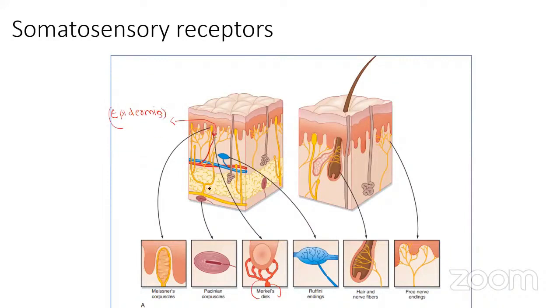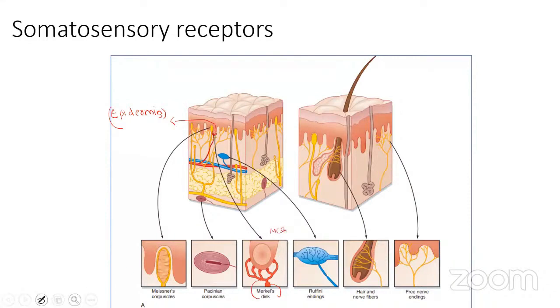Here, this onion peel appearance, the onion skin appearance, is for the Pacinian corpuscle. The blue one is Ruffini endings. Meissner's corpuscles are also seen in the upper part of the dermis, not in the epidermis. Only Merkel's disc is present in the epidermis. So it's very important. This is the answer to our question.